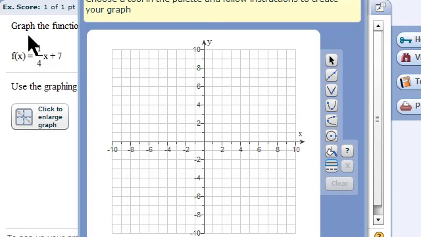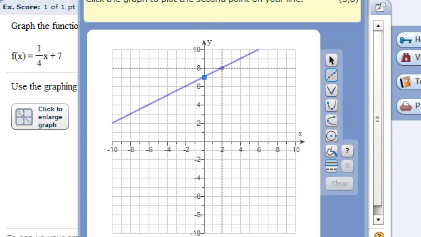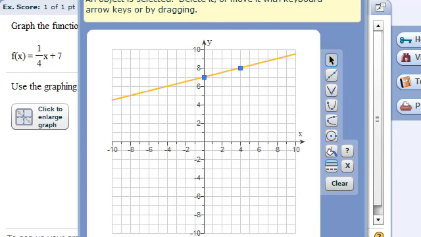Because it's in slope-intercept form, we're going to start by finding the y-intercept. It's that 7 right there. And then we're going to use the slope, 1/4, to get the next point. So the y-intercept, again, when x is 0, y is 7. Then we go up 1 and right 4 to get to our next point. That gives me my next point, and then I have it graphed.